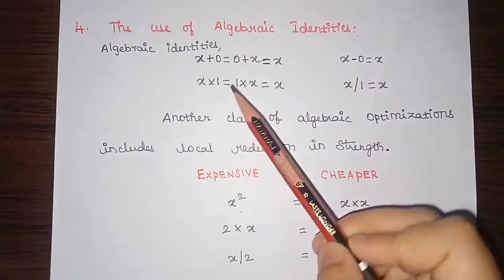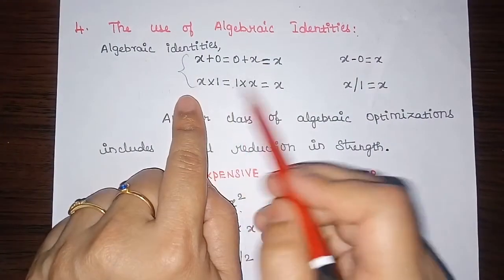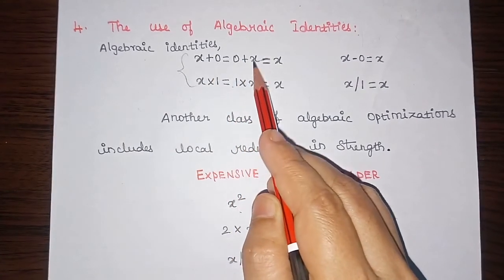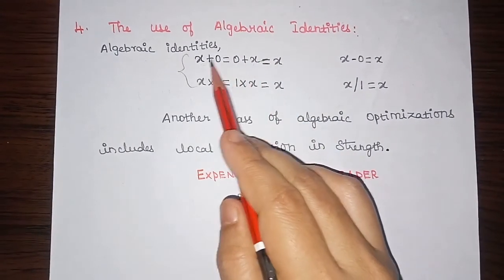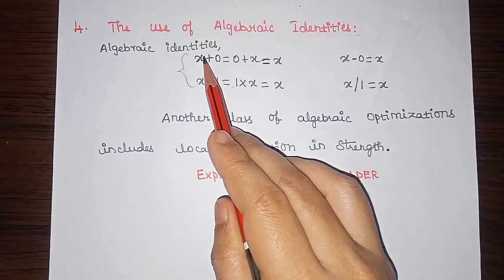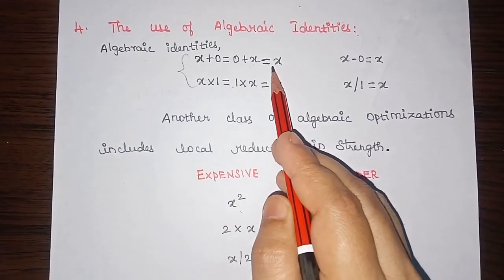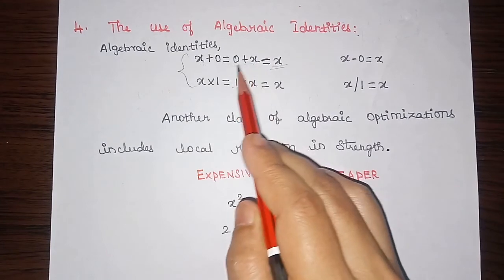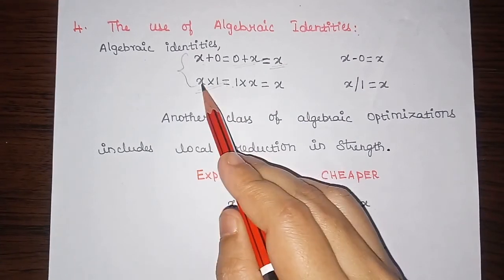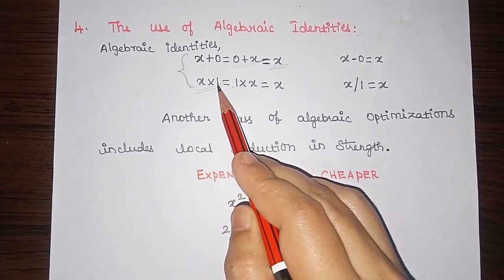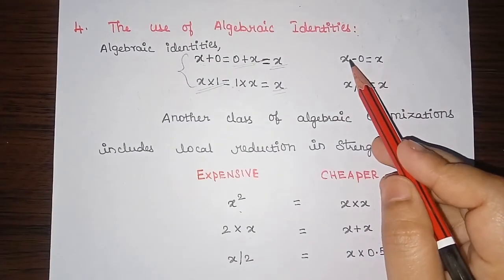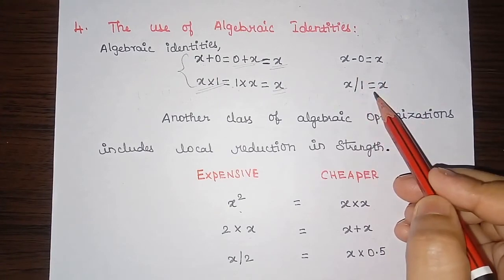For example, if you look at these statements, we have x plus 0, which can also be written as 0 plus x, which means x plus 0 gives the result x, and 0 plus x also gives the result x. So instead of writing x plus 0, we can simplify it directly as x. In the same way, instead of writing 0 plus x, we can simplify it as x. In the same way, we have x multiplied by 1, and 1 multiplied by x, which gives the same result x. So x minus 0 is equal to x, and x divided by 1 is equal to x.